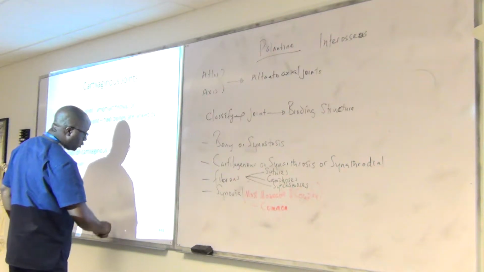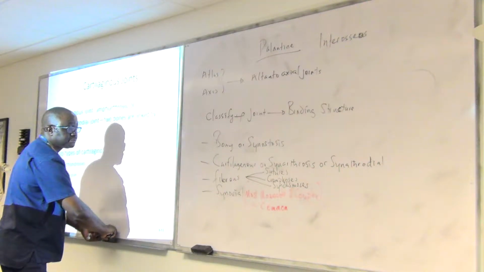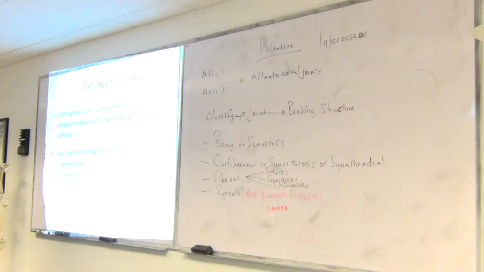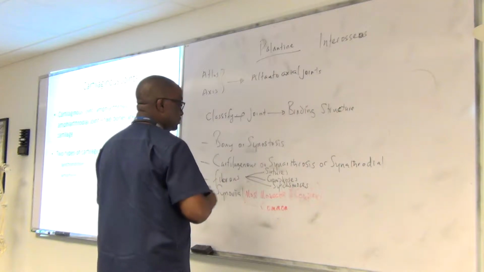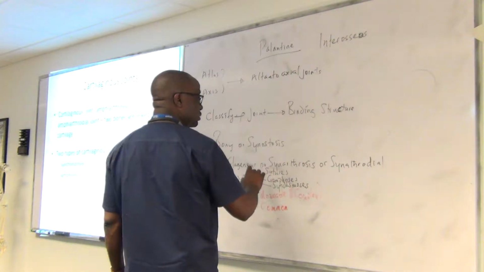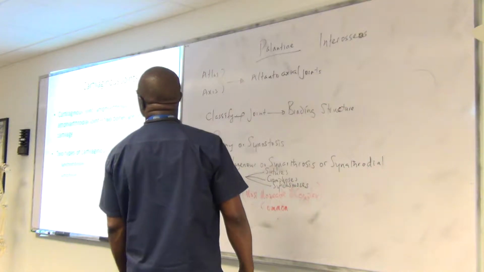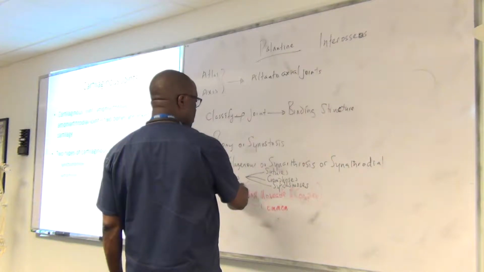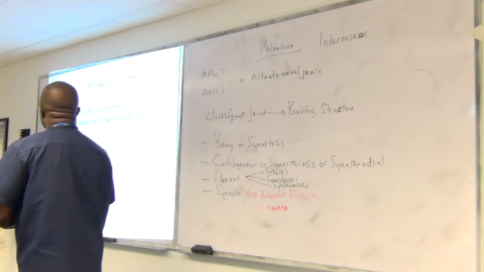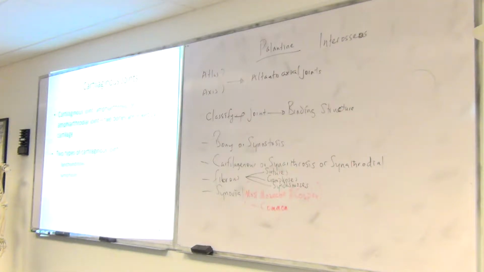Okay, so cartilaginous joints now. We've looked at bony and fibrous. For cartilaginous joints, we call it amphiarthrosis or amphiarthrodia. Wait, what did I say? Let me go back. I think I probably missed something. Okay, the fibrous.